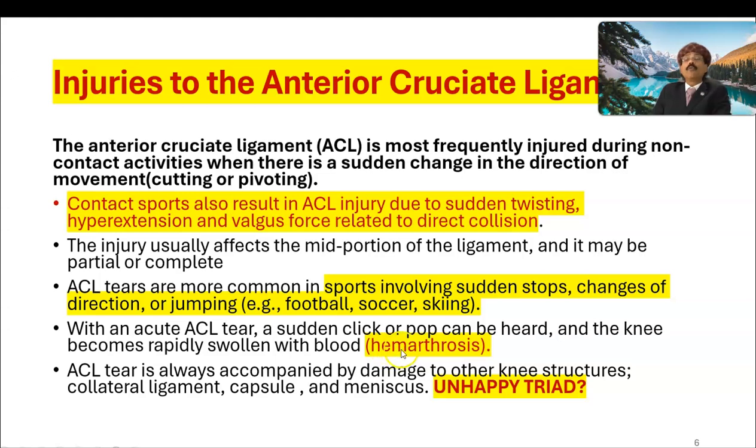We call it hemarthrosis. ACL tear is often accompanied by damage to other knee structures: collateral ligament, capsule, and meniscus, like the unhappy triad. The unhappy triad includes damage to the anterior cruciate ligament, tibial collateral ligament, and the medial meniscus. Together, a lesion of all three is called the unhappy triad.